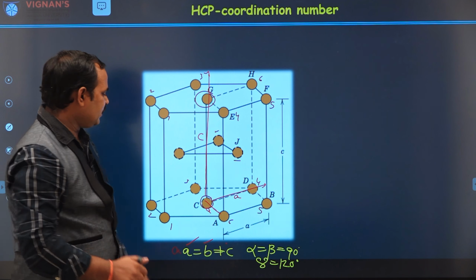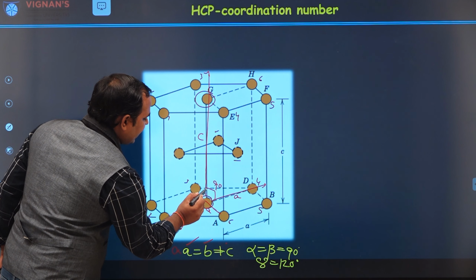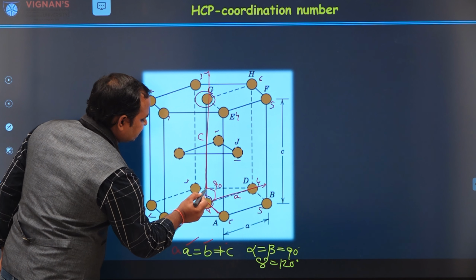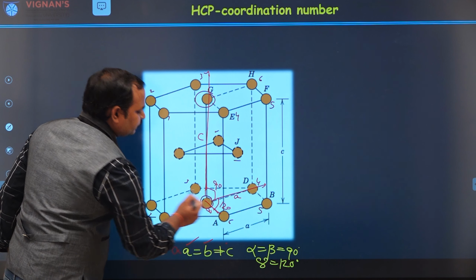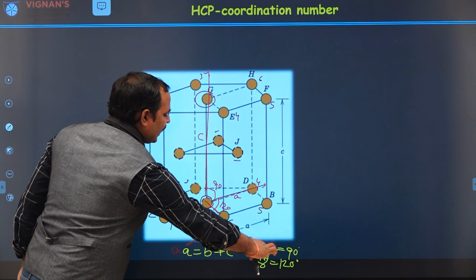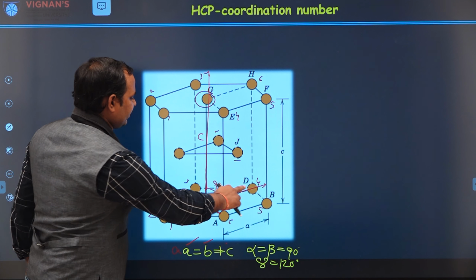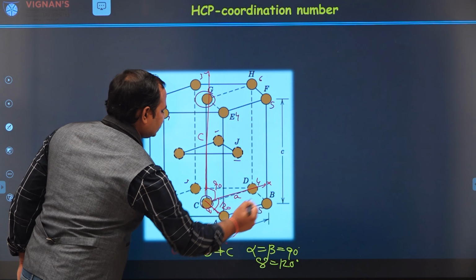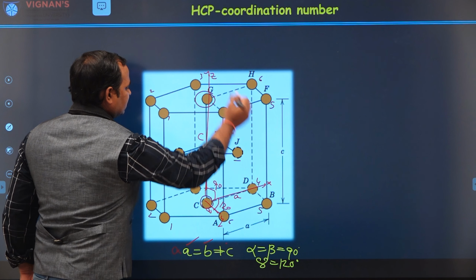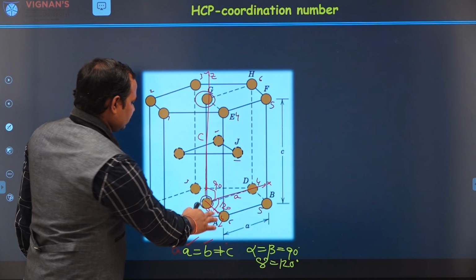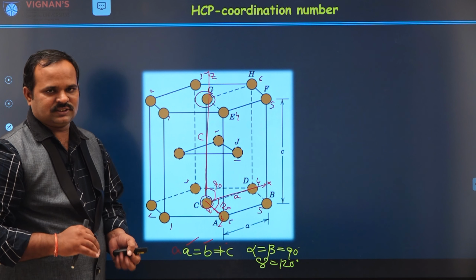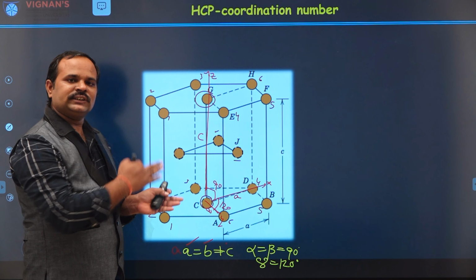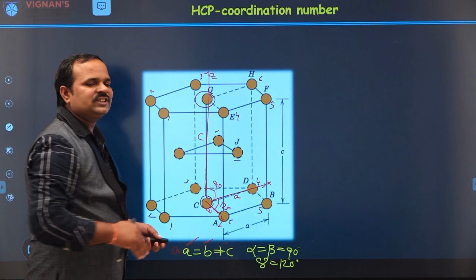And for the angles, here you can see this is 90 and the angle between this axis and this axis is again 90. And the angle between this axis and this axis is 120. So alpha is equal to beta is equal to 90. Let us consider x, y, z. The angle between x and z axis is 90, y and z axis is 90, and the angle between x and y is 120 degrees. Right. This is only a representation of the hexagon.